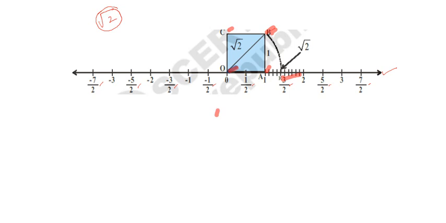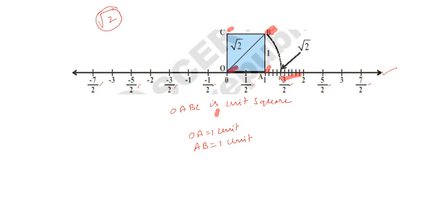O to A is 1 unit. In the same manner, AB is also 1 unit. That means OABC is a unit square. Each side is 1 unit. We have taken that square and placed it on the number line at 0.